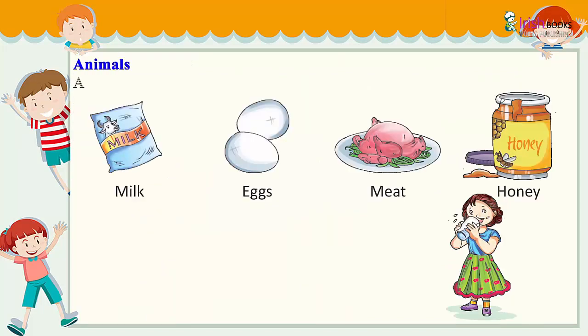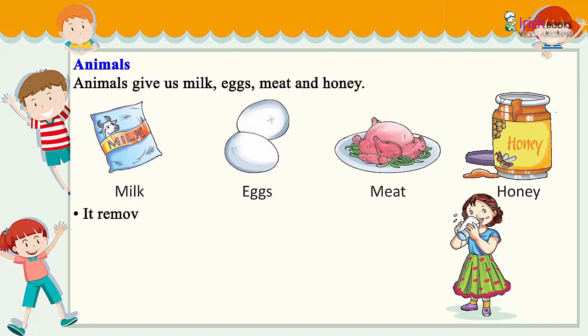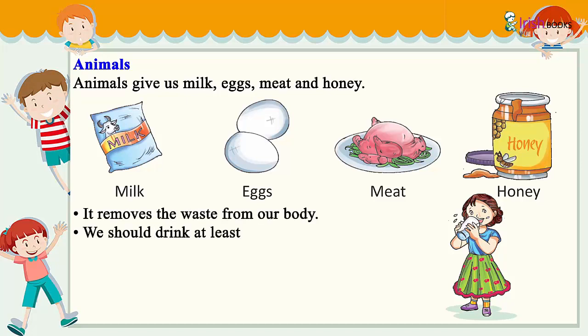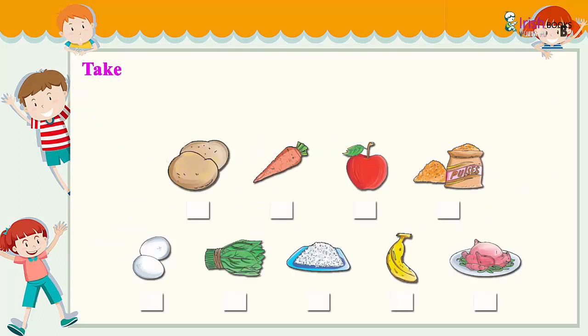Animals. Animals give us milk, eggs, meat and honey. Water removes the waste from our body. We should drink at least 7 to 8 glasses of water every day.